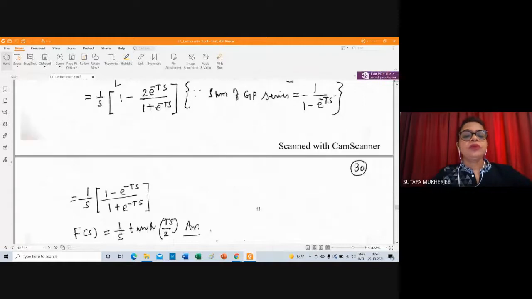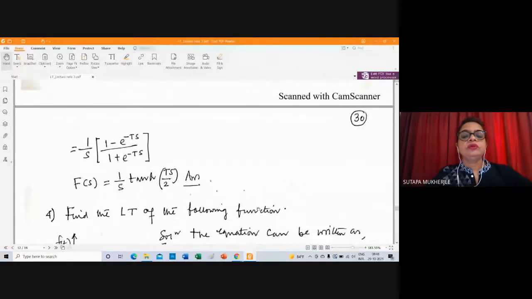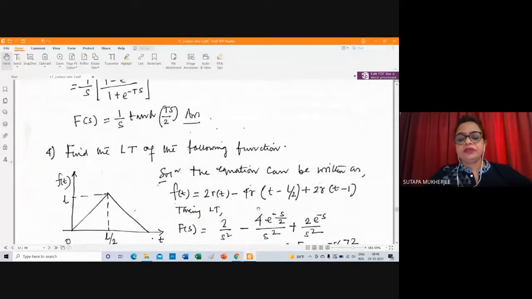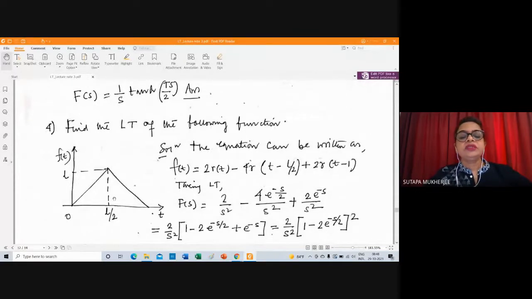Now come to this triangular function. It is very important. This is a pure triangle, and if you add, can you follow the mouse pointer? Do you follow? Hello, I am there. Yes, ma'am.